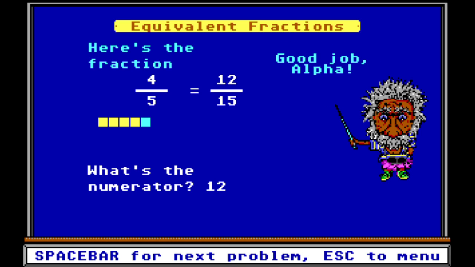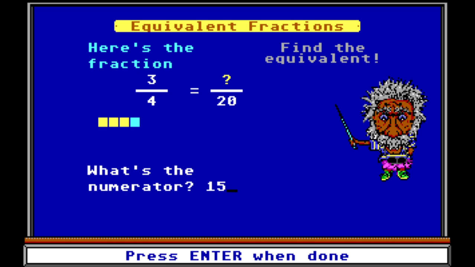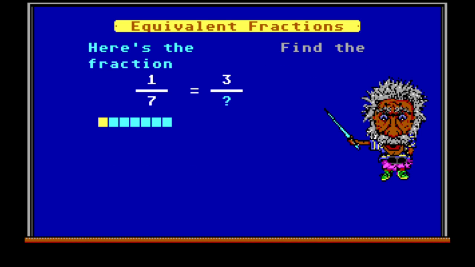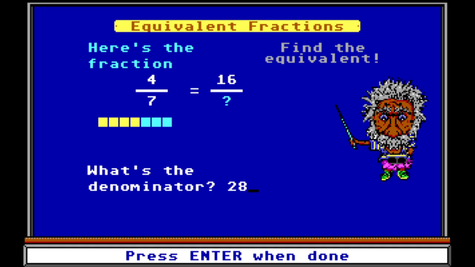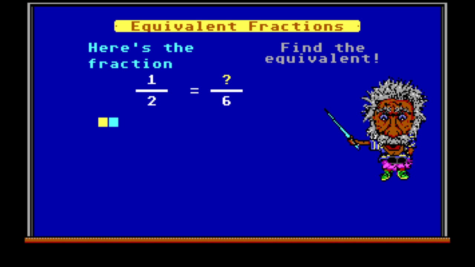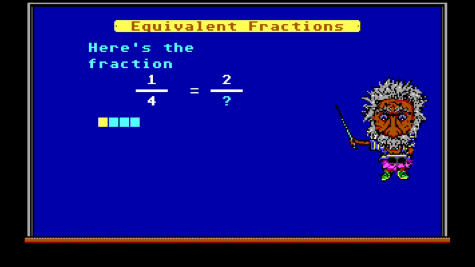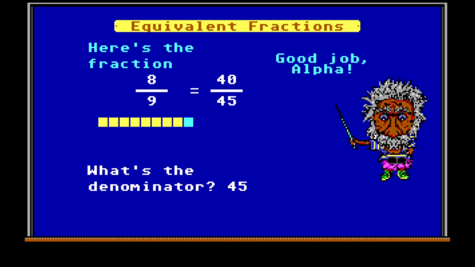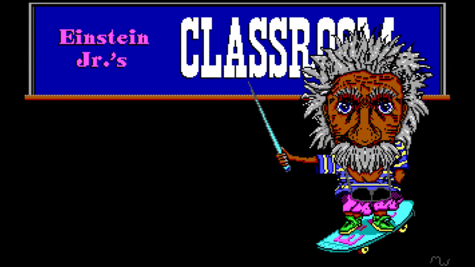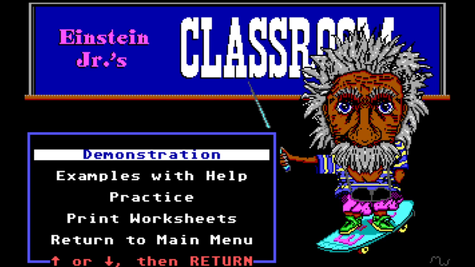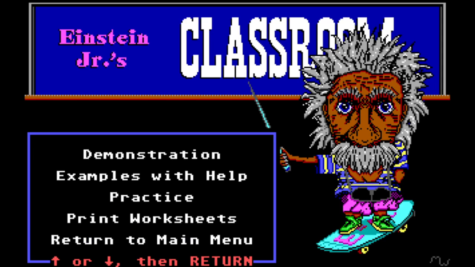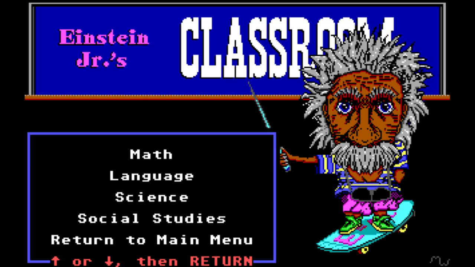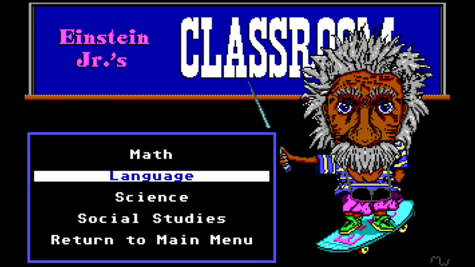Same thing, but very posh. Times 5. Times 3. Times 4. Times 3. Times 2. Times 5. And there you go. That's fractions. And that's pretty much all there is to math.